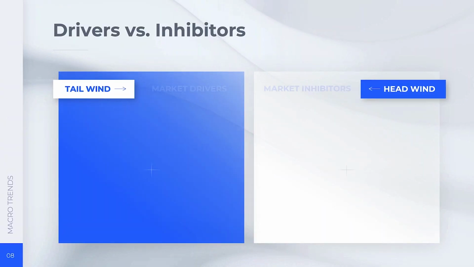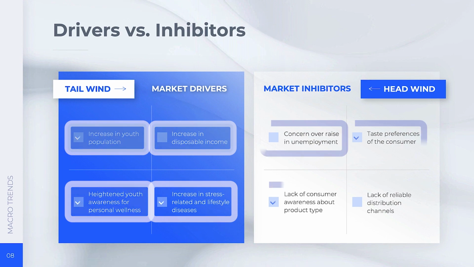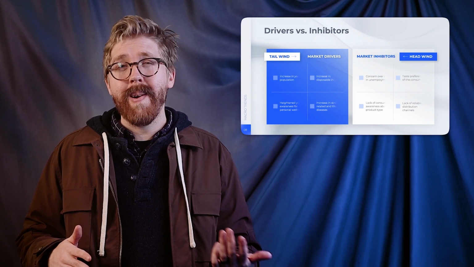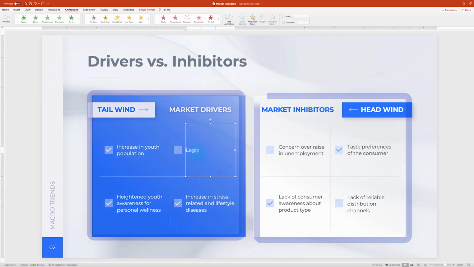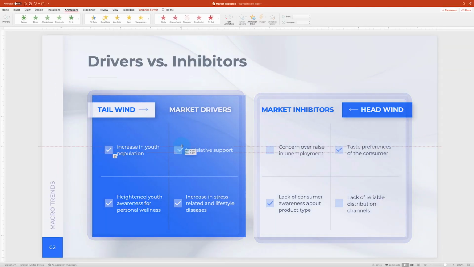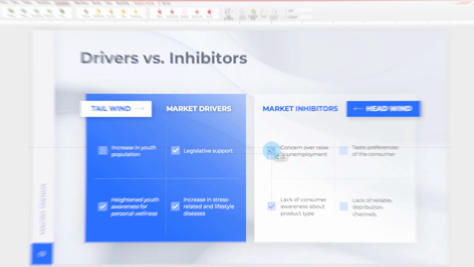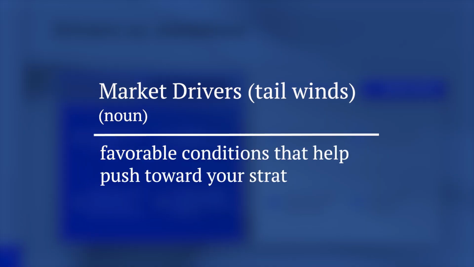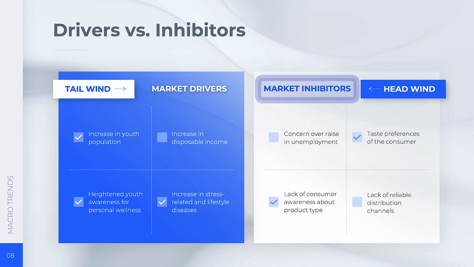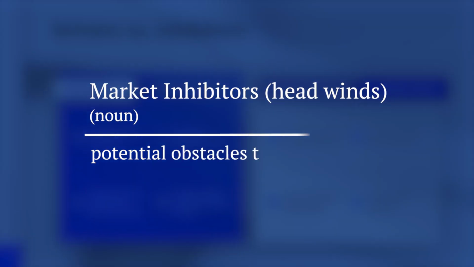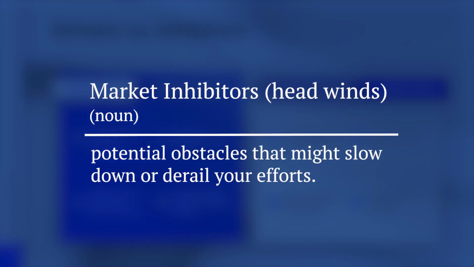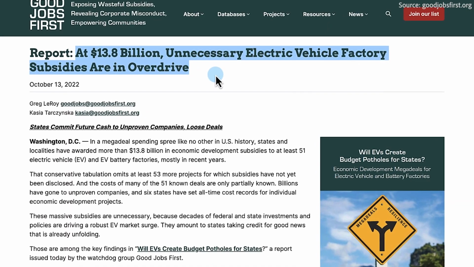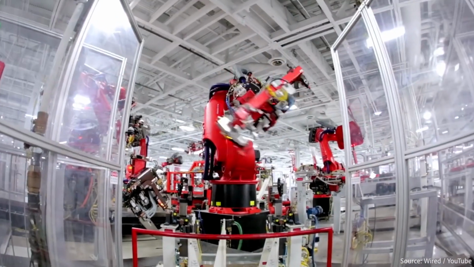In every industry, there are macro factors that will either help or hinder your growth strategy. It's up to you to use them to your advantage or lessen their harmful impact. The items in this drivers and inhibitors comparison are yours to edit and check off as they take place in real life. Market drivers, also known as tailwinds, are favorable conditions that help push towards your strategic goals. Market inhibitors, or headwinds, are potential obstacles that might slow down or derail your efforts. For example, if a company makes electric cars, a tailwind might be high government subsidies, while a headwind could be instability in the supply chain.